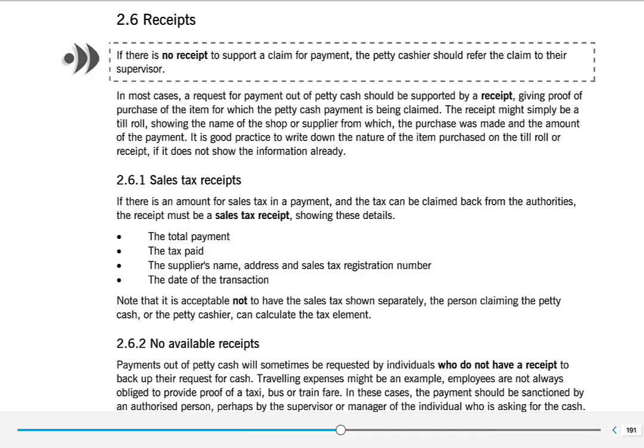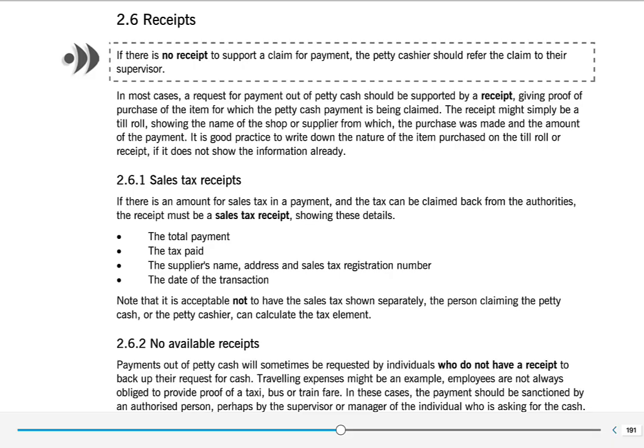How receipts are used in the petty cash process. Let us walk through the normal process step by step. Step 1. An employee asks for petty cash reimbursement or requests petty cash to pay for something. Step 2. A petty cash voucher is prepared. Step 3. The receipt is attached to the voucher.